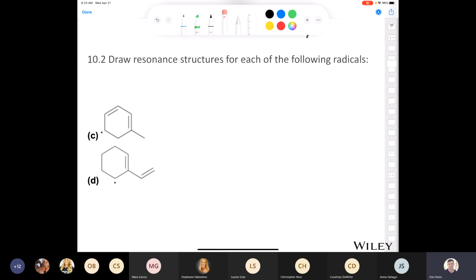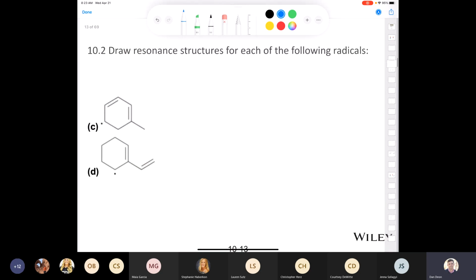All right, well, let's take a look and see if we can draw some resonance structures for some radicals. Now, the solutions to these are found in your textbook. If we start with C, you can see in C that there is an allylic radical right here. So we can draw some curved arrows for that, can't we? We can form a new pi bond here and put an unpaired electron over here. And let's see what we get when we do that.